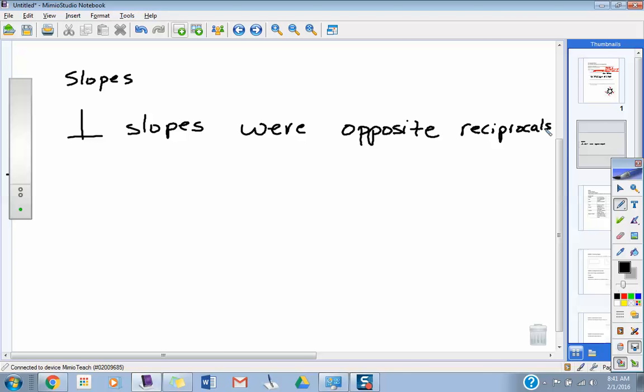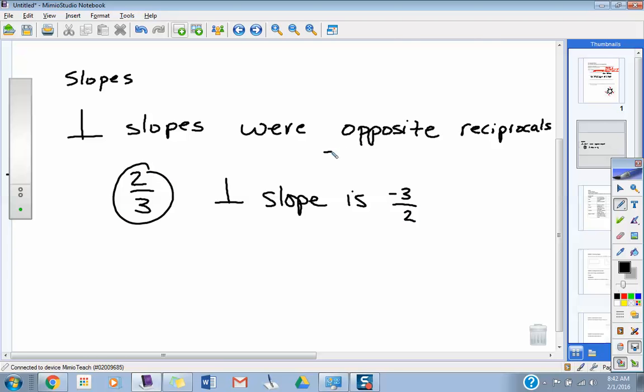If the slope of a line is 2/3, what's your perpendicular slope? You have a line that's 2/3 in a coordinate plane, and I want to know what the slope of a line perpendicular to that would be. So what do you do with the 2 over 3? Flip it around. Since this was positive, the perpendicular slope must be negative. Perpendicular slope then would be negative 3 over what? 2. Okay, so I would say 2/3 is an opposite reciprocal of negative 3/2.